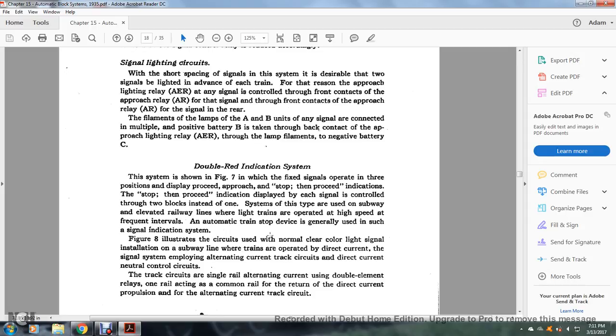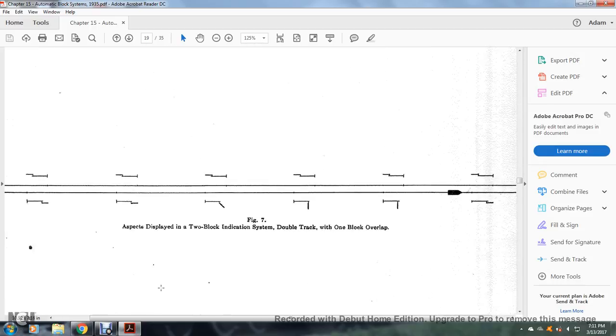Figure 8 illustrates the circuits using normal control, normal clear color light signals, illustrating a subway line where the trains are operated with direct current through the signal system employing alternating current track circuits and direct current neutral control circuits. Track circuits are alternating current using a double element relay, one rail acting as a common rail for the returning of the direct current propulsion current, with alternating track circuit.